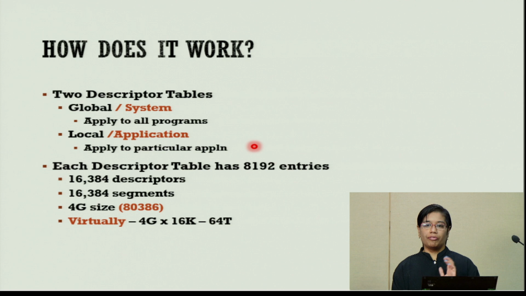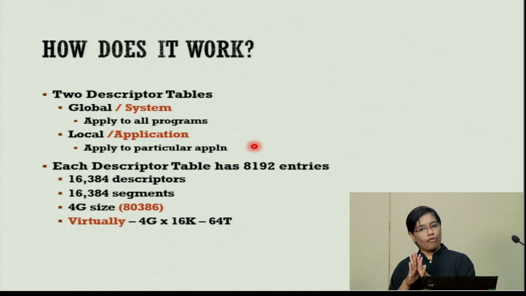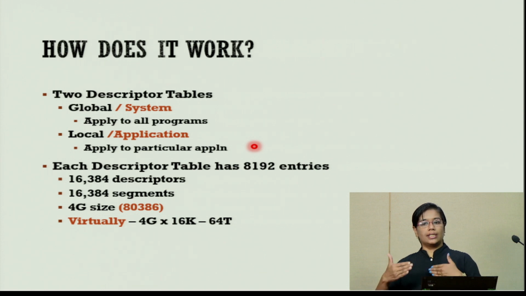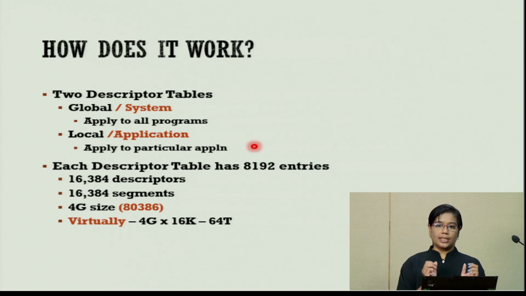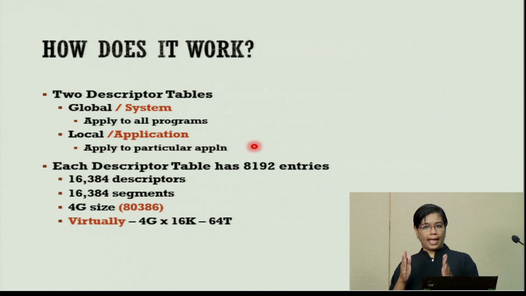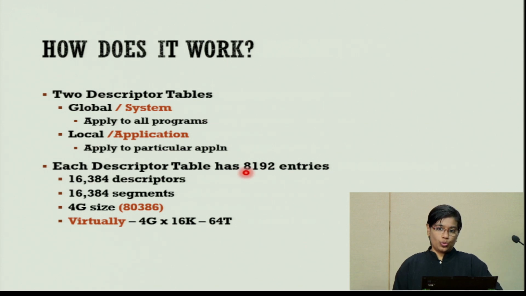Now this memory is not physical, because if you look at it from the 80386 processor's point of view, the size of the address is only a 32-bit address. So if it is a 32-bit address, physically there is only 4G of memory present in the 80386. But if you look at it from the descriptor's point of view, there are 16K descriptors, every descriptor can be 4G, so there are 16K segments, every segment 4G. Virtually, we say that there is 64 terabytes of memory. This is what is called virtual memory.